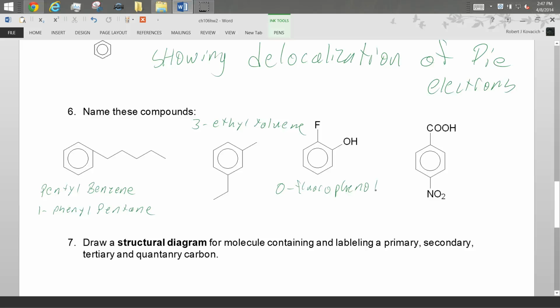How about this last one? Para benzoic acid, sure. But para nitrobenzoic acid. So the COOH on the benzene ring is definitely benzoic acid. And then I've got something attached to it, and it's a nitro group, and it's directly across from it, so it's para. Or it could be 4-nitrobenzoic acid.